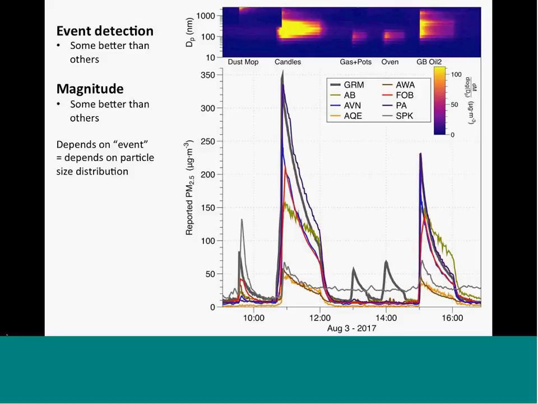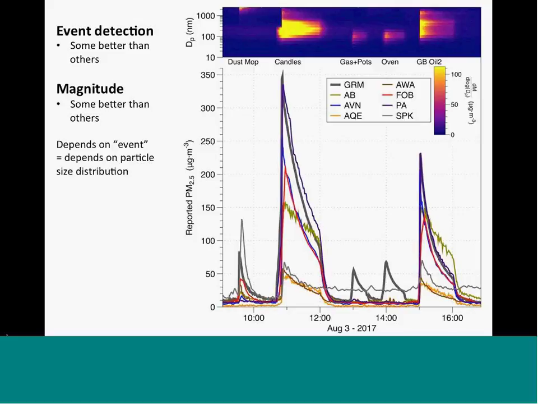But the low-cost monitors, some of them detect some of the events, but not all of them. In particular, the gas cooktop with the pots of hot water, with boiling water, and the oven were really not detected by these devices. And if you look at the different magnitudes of response in the particles, you'll see that some of these devices, like the Purple Air, pretty much is very close to the GRM. Other ones are reporting much, much lower concentrations.